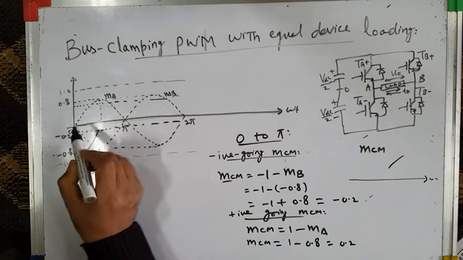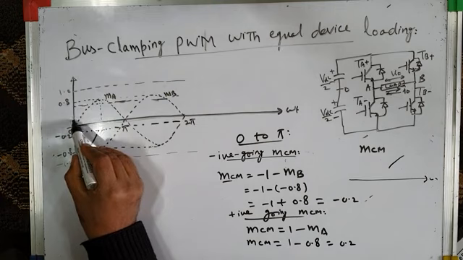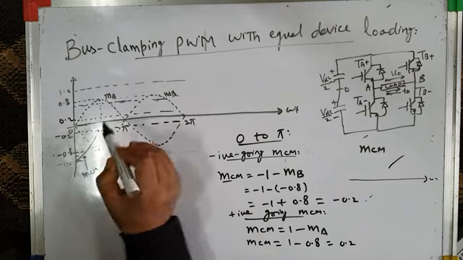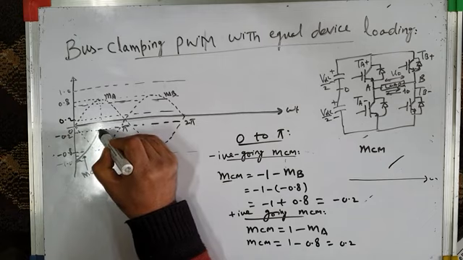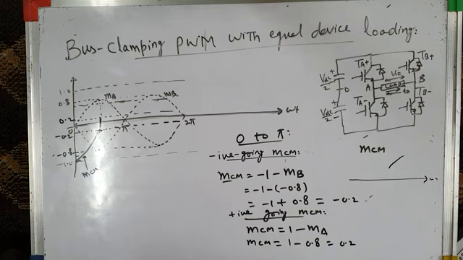Sorry, this is 0. This is not 0.2; 0.2 is somewhere here. This is plus 0.2. So it will immediately jump from minus 0.2 to plus 0.2 like this.